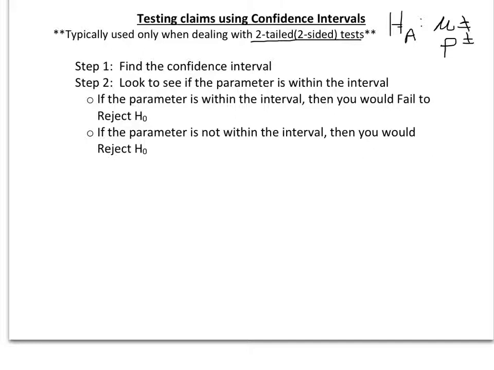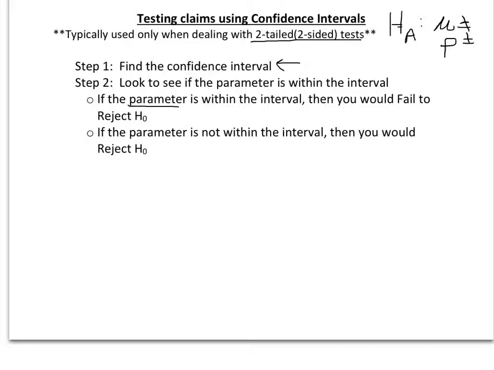Well, if you want to use confidence intervals, the first thing you would do is you'd find your confidence interval. This is going to be based on whether it's a 1% significance, a 5% significance. Your interval is going to change based on that. We'll look at a couple examples later. Well, now you have to decide. Once you have your confidence interval, where is my parameter?